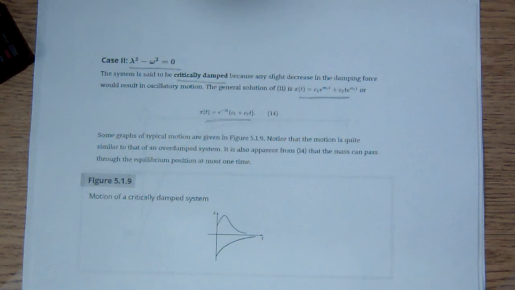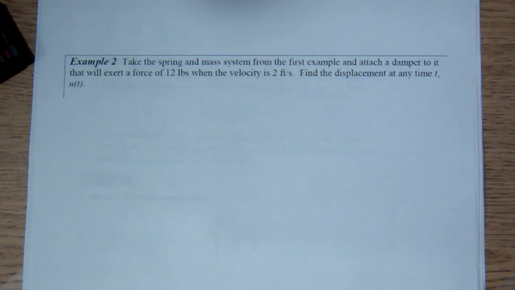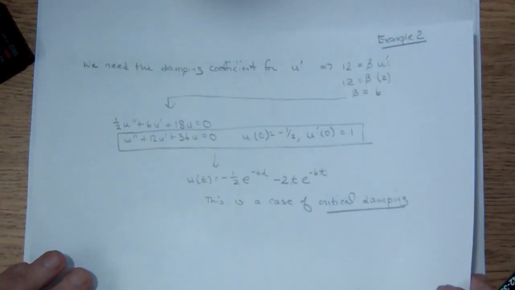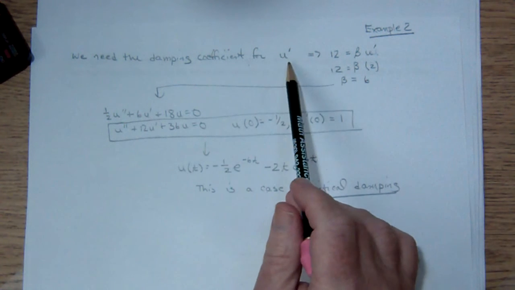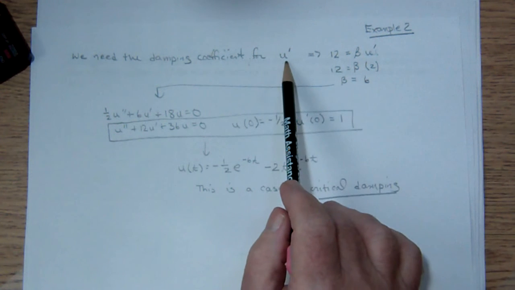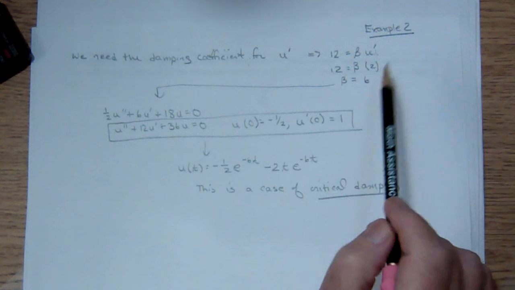Let's look at an example of this. We're going to take the spring and mass system from the first example, but this time we're attaching a different damper to it that will exert a force of 12 pounds when the velocity is 2 feet per second. So we need to find, again, the damping coefficient. In this problem, it's proportional to u prime. So 12 is equal to beta times u prime, which tells us that beta is equal to 6.